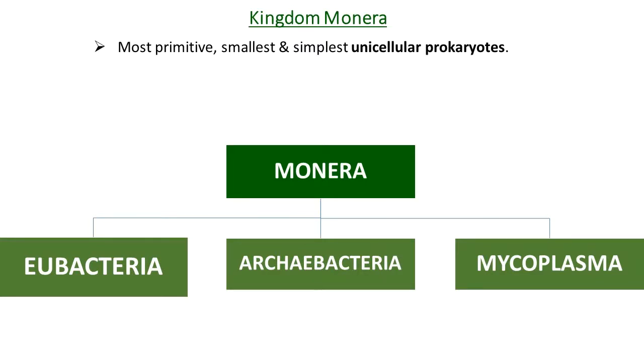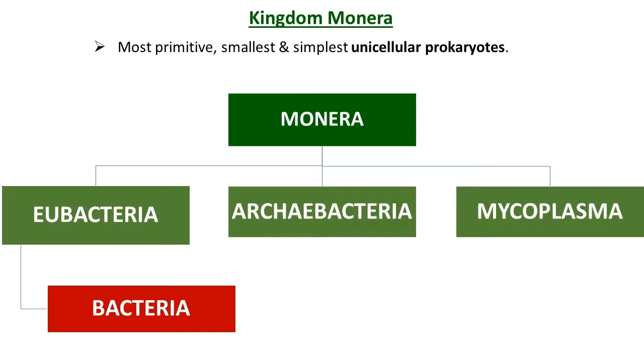So we are going to take up the details for these 3 subgroups of the kingdom Monera. Just repeating, number 1 is eubacteria, number 2 is archaebacteria, and number 3 is mycoplasma, although mycoplasma is a small group. Eubacteria further includes 2 groups, namely number 1 bacteria and number 2 cyanobacteria.